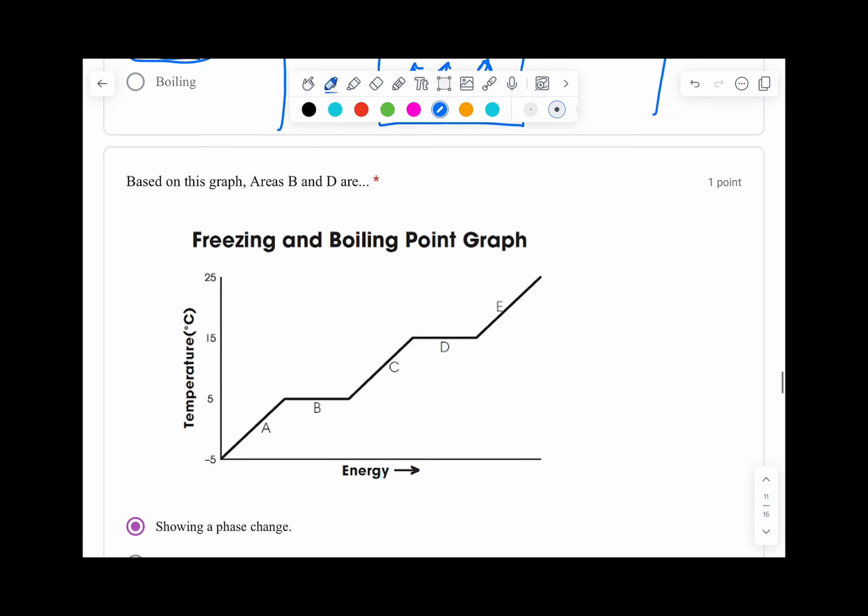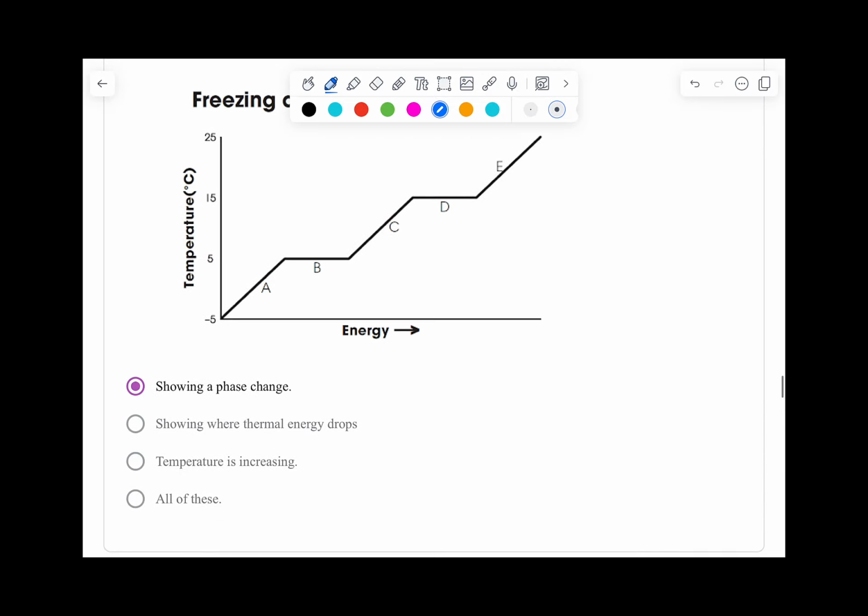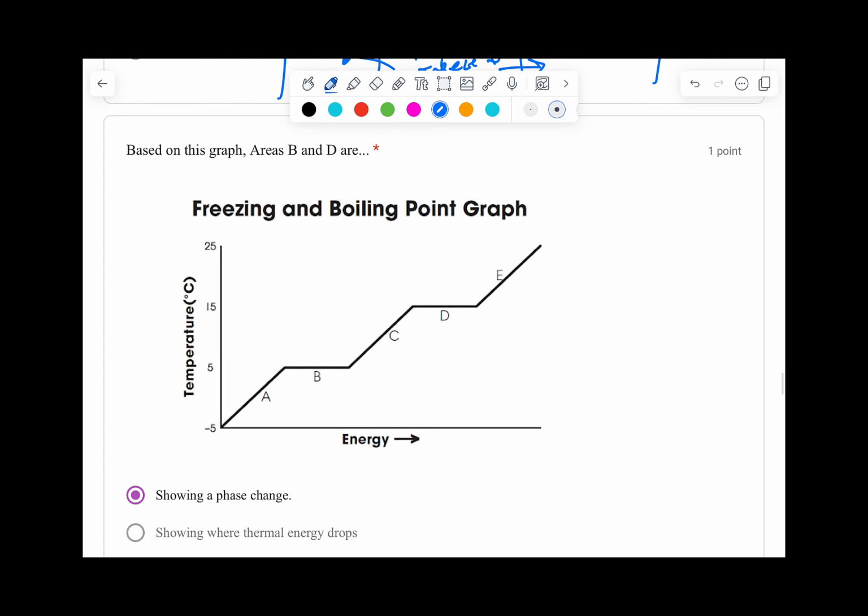All right, next part. We are looking at this graph right here. The question is, based on this graph, areas B and D, here's area B right here and D right here, what are they showing? They're showing phase changes. As long as we see a plateau, then we are seeing phase changes.